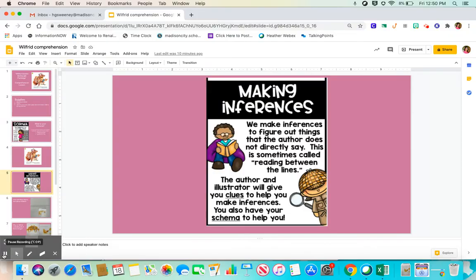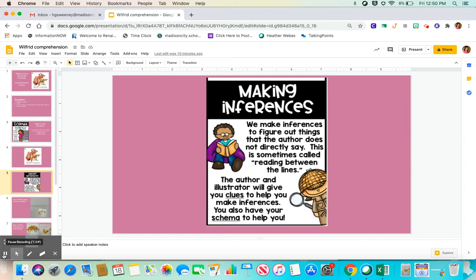I think I'm going to remember that book for a long time. Okay, so now that we have had another good reading of our story, Wilfrid Gordon McDonald Partridge, we're going to go ahead now and get started with talking about our comprehension skill, making inferences.